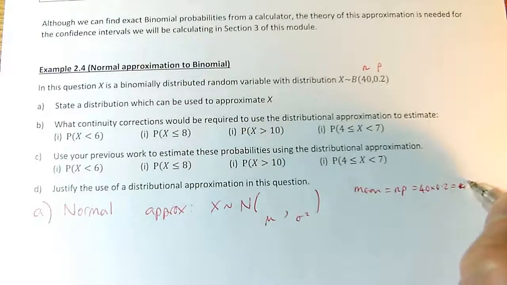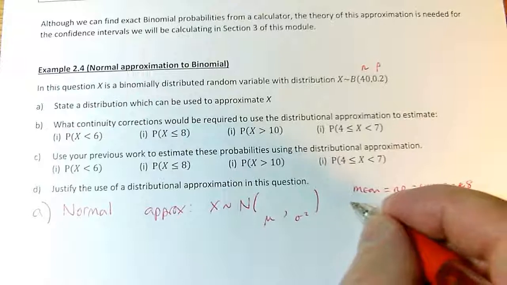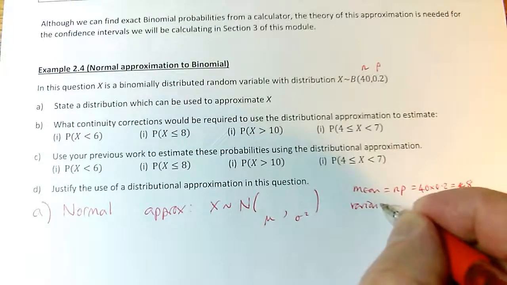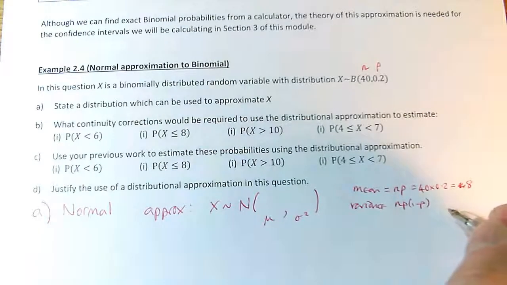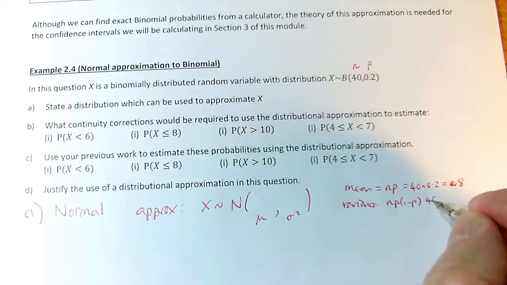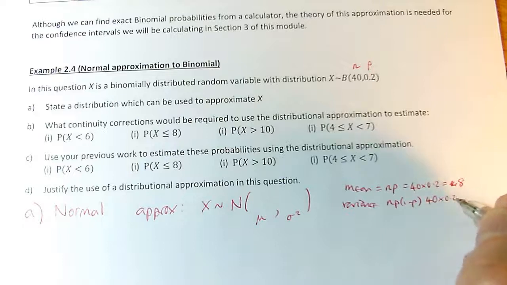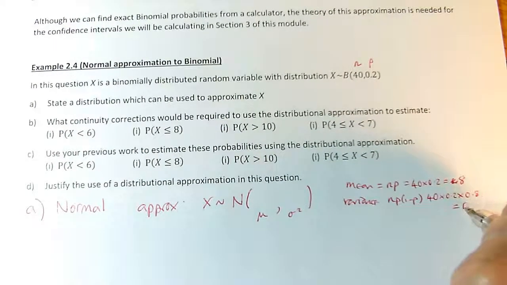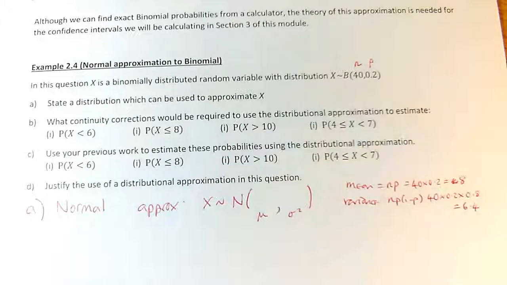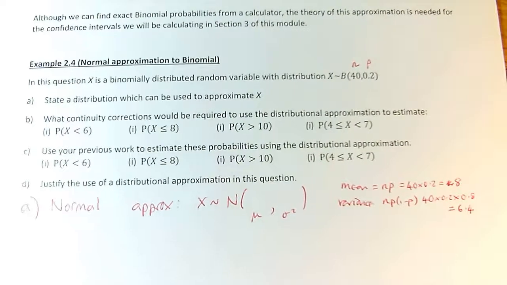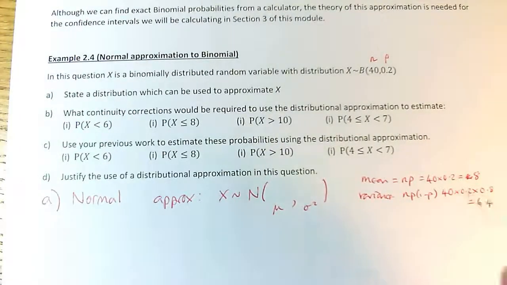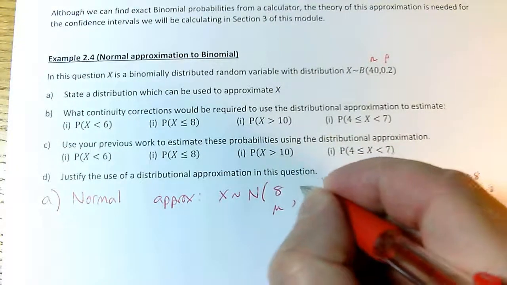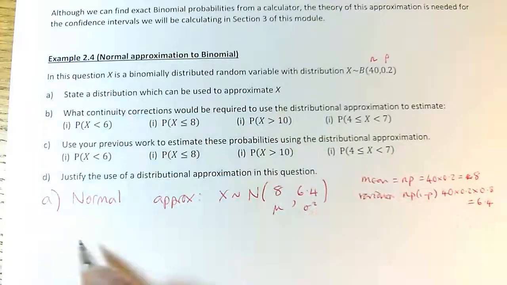No, it's not, it's 8. And our variance is np(1 minus p). So we are going to be doing 40 times 0.2 times 1 minus 0.2, which is 0.8. So that's going to be 6.4. Okay, so I've got a nice mean and a variance. So I fill them in: 8 and 6.4 is the answer to part A.